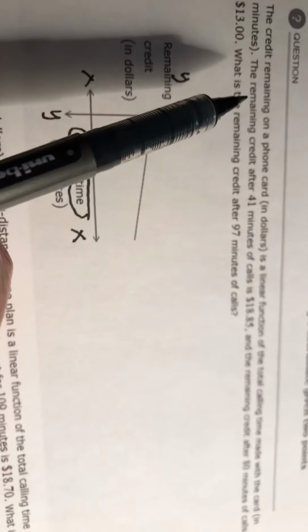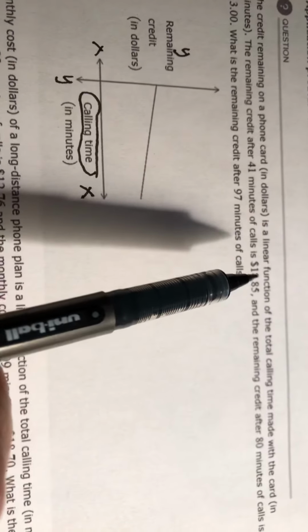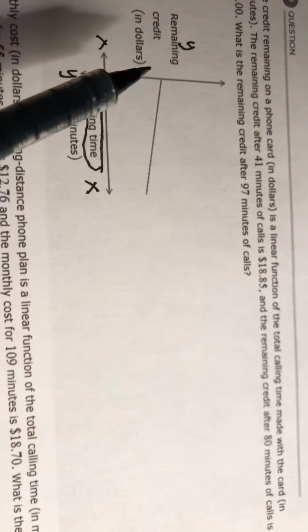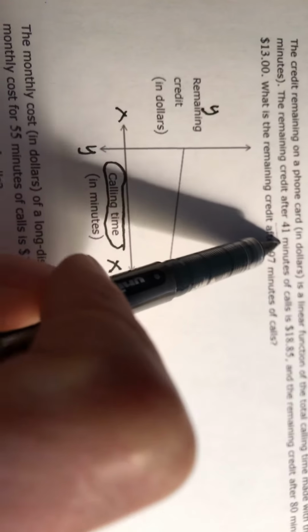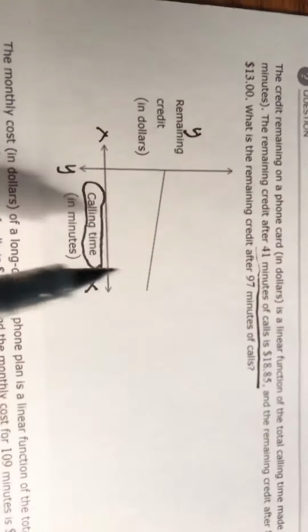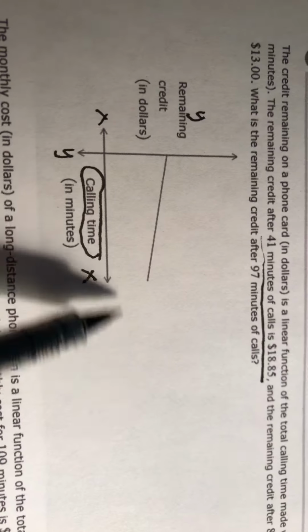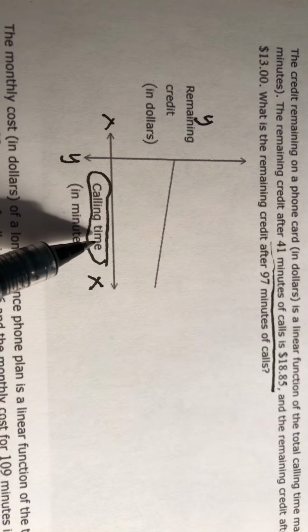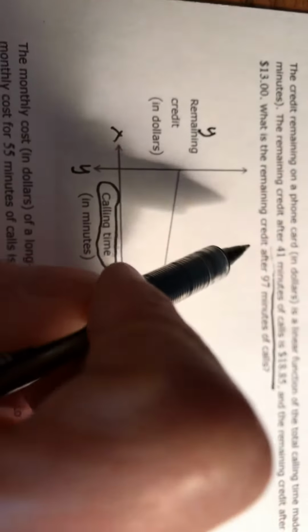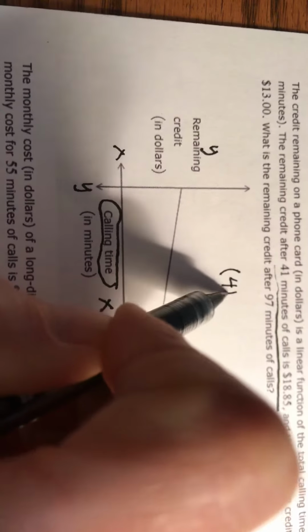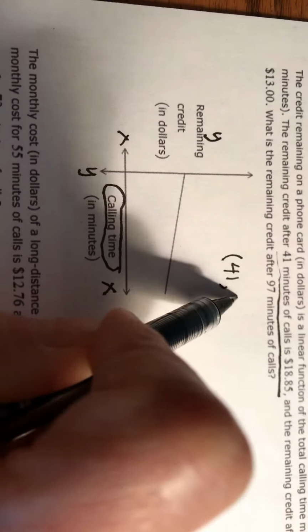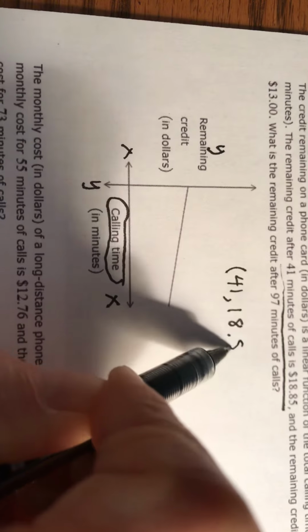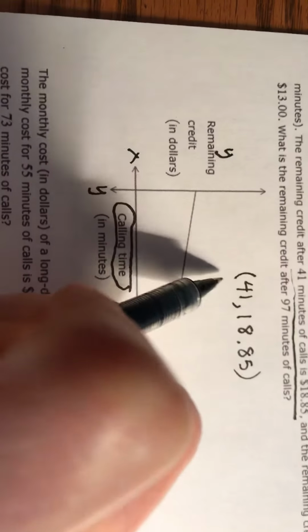So it's talking about the credit remaining. You've probably seen a problem like this. It's a linear function. Basically, it's a line made with the card in minutes. The remaining credit after 41 minutes. So here's our first pair of numbers. 41 minutes is going to be paired with $18.85. The time is my x, so the time is my 41. So here's my first ordered pair: 41, comma, the credit in dollars is my y value, so $18.85. That's my first ordered pair.